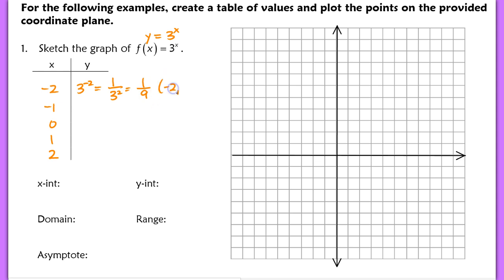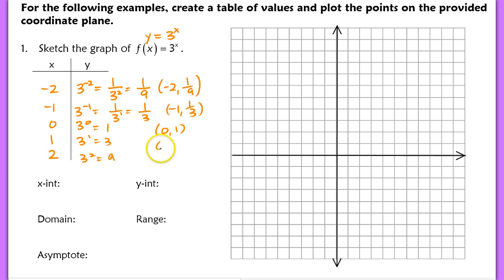So I'm plotting the point (-2, 1/9). When I plug in -1, I should get 1 over 3 to the 1st, so I get 1/3, and then the point (-1, 1/3). So really we're going to be practicing a lot of exponents here, so that's kind of nice. You're going to get a little bit of review there. 3 to the 0 power is simply 1, 3 to the 1st is 3, and 3 squared gives me 9. So here are the points that I want to plot.